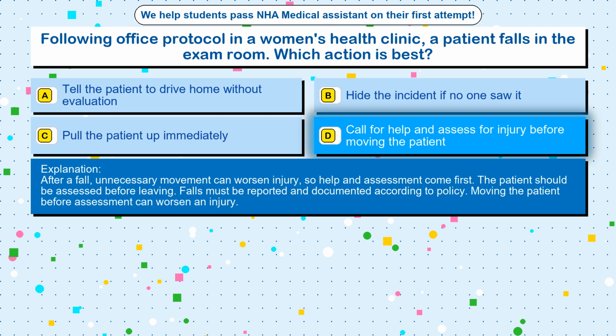After a fall, unnecessary movement can worsen injury, so help and assessment come first. The patient should be assessed before leaving. Falls must be reported and documented according to policy. Moving the patient before assessment can worsen an injury.